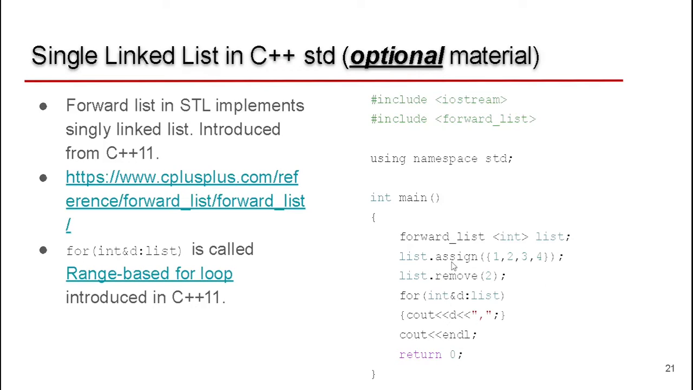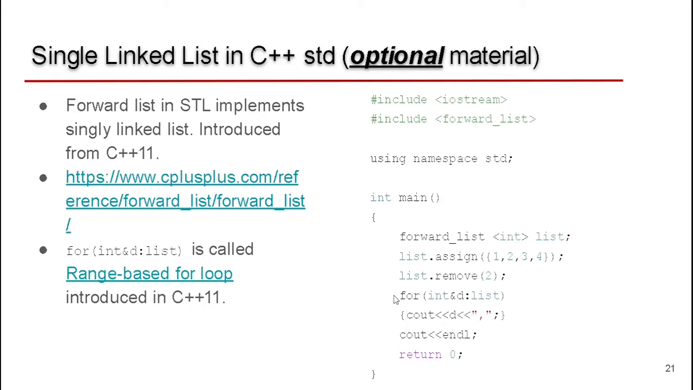And then here you have an assign method if you want to push many nodes. So you have a node with value 1, and then a node with value 2, and then 3, and then 4. Here you have remove, like deleting a node with value 2, for example. And this way you can print the list. Usually the for loop is: int i equals 0, semicolon, i less than, let's say, 10, semicolon, i plus plus. This is the usual for.